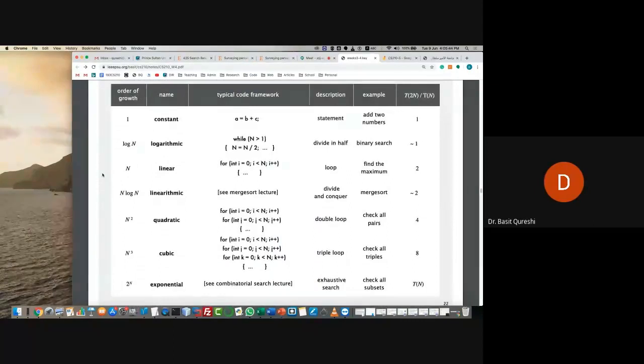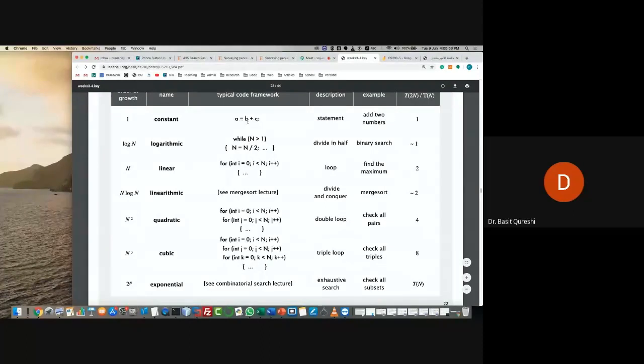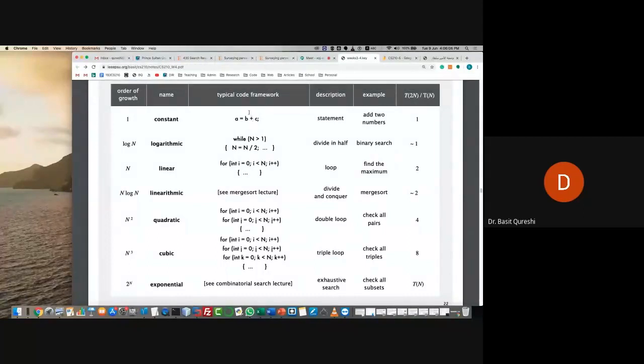These are some common functions and some examples. This is just giving you a rule of thumb: if some code is given to you, how you can estimate its runtime. If I have an expression like A equals B plus C, this is constant time. We know this is 2, 3 operations, which is just constant time.